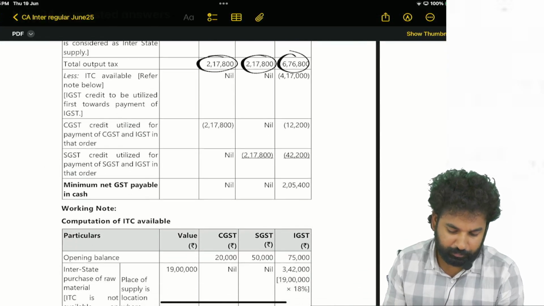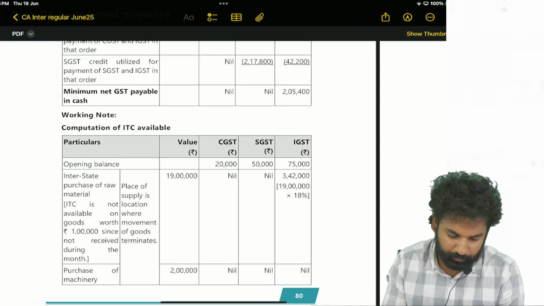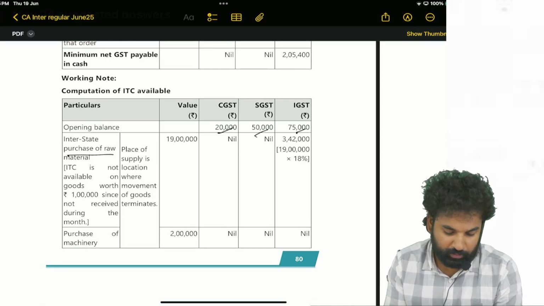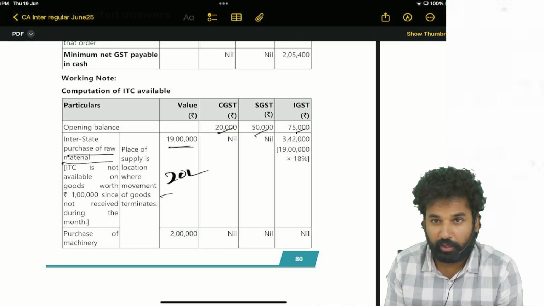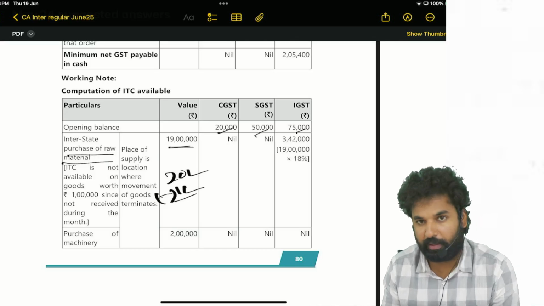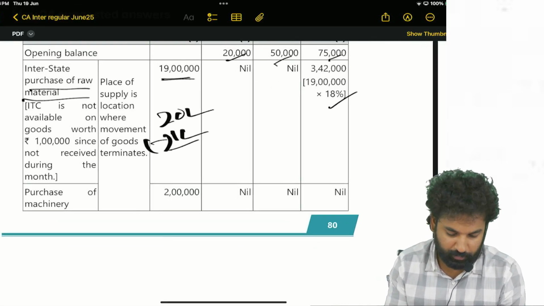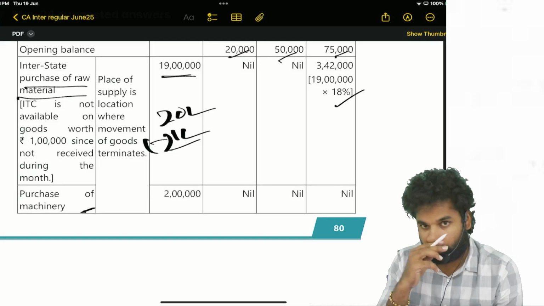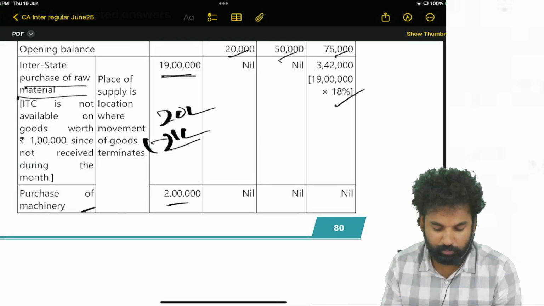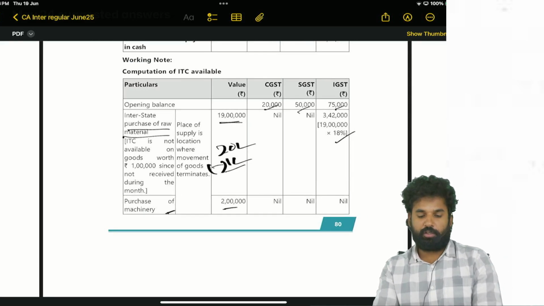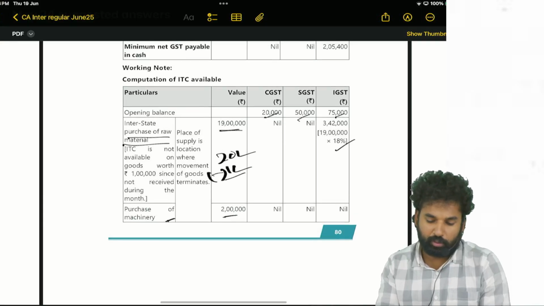Less now ITC. ITC opening will be 20, 50, 75. Purchase of raw materials 19 lakhs. Total 20 lakhs. In that, 1 lakh will not be given. Okay. So that too is an interstate purchase. Next, purchase of machinery. How much? 2 lakhs. ITC will be given? No.